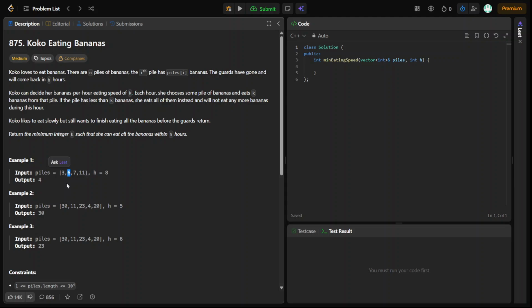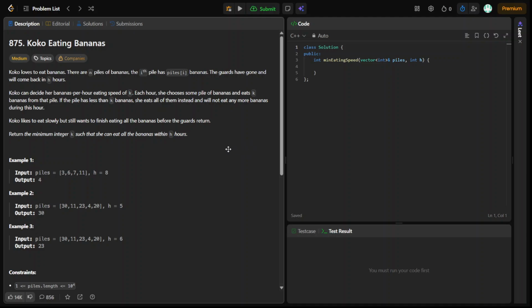What we have to find is, we will be given h as an integer, the number of hours, and we have to find the minimum integer k such that she can eat all the bananas within h hours. You will understand that part. So let's come to the whiteboard.